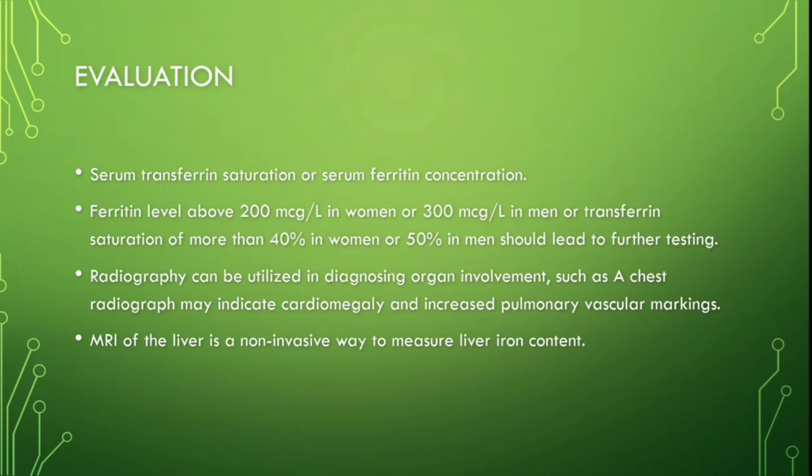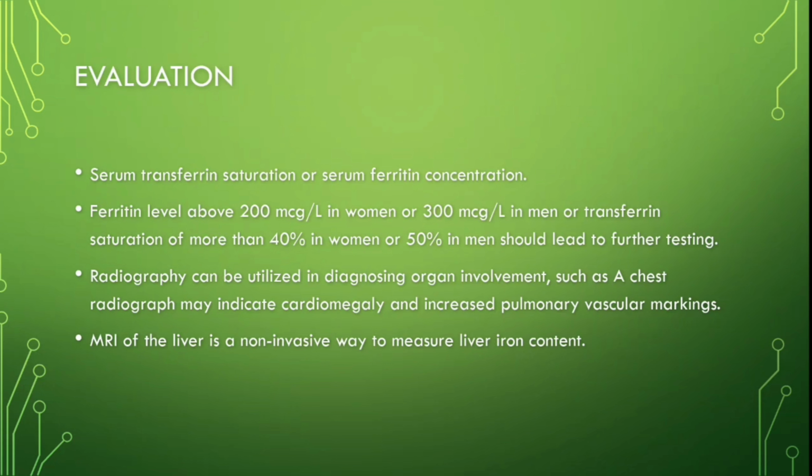When you want to evaluate a patient suspected of having hemochromatosis, you check for serum transferrin saturation or serum ferritin concentration. So a ferritin level above 200 mcg per liter in women or 300 mcg per liter in men, or transferrin saturation of more than 40% in women or 50% in men should lead to further testing.